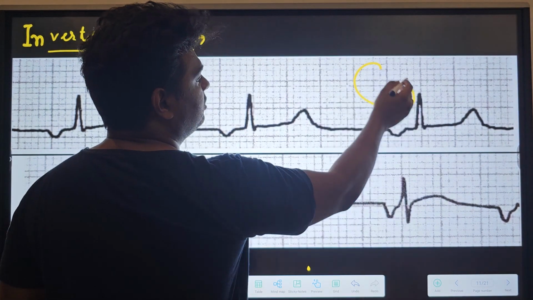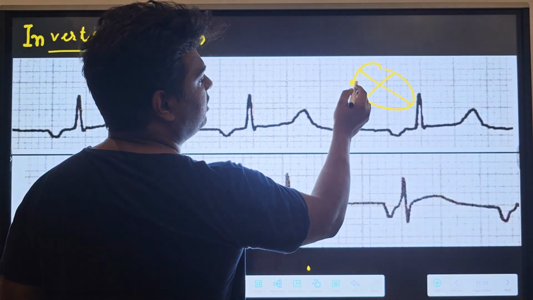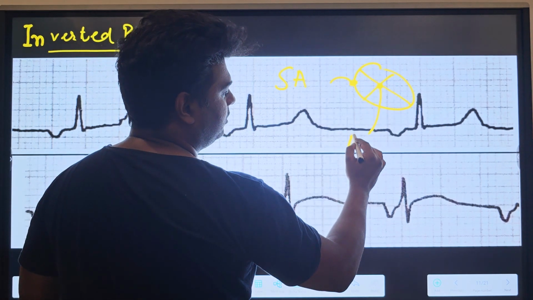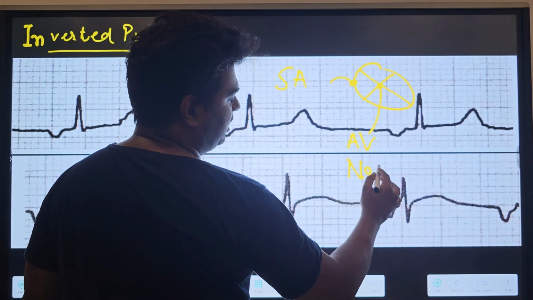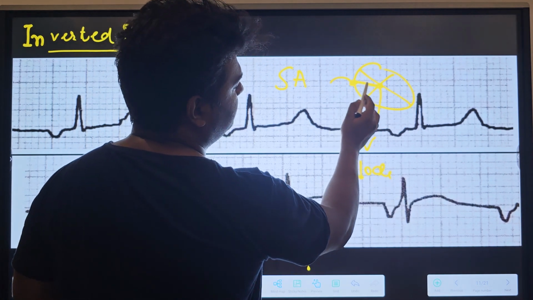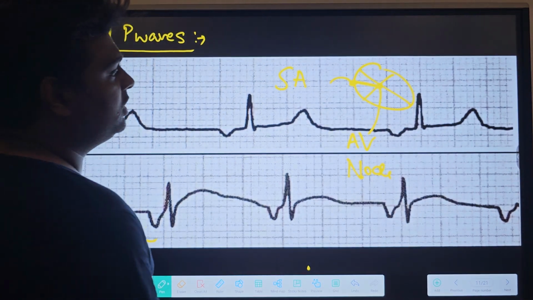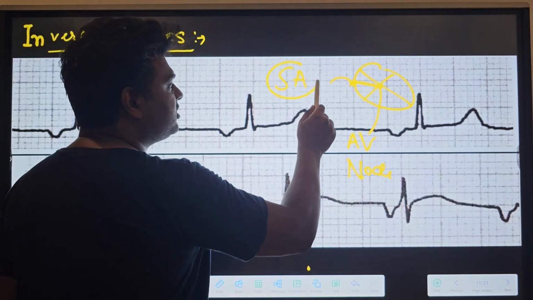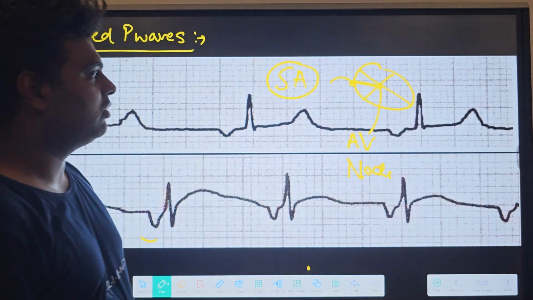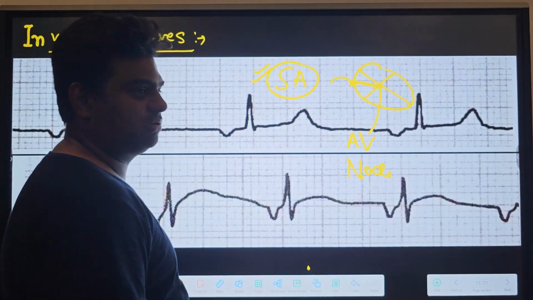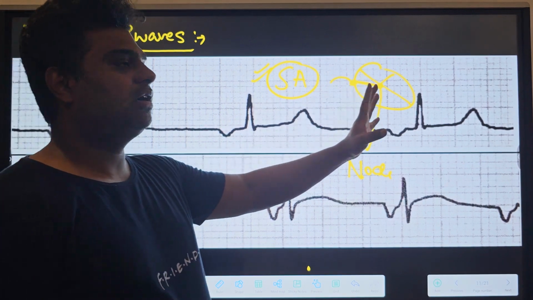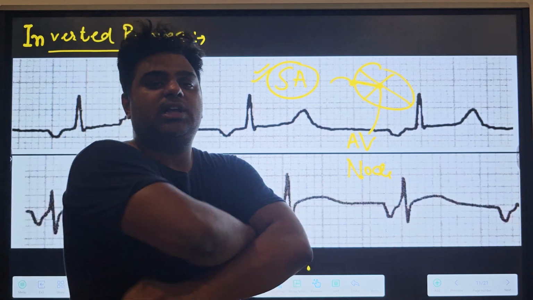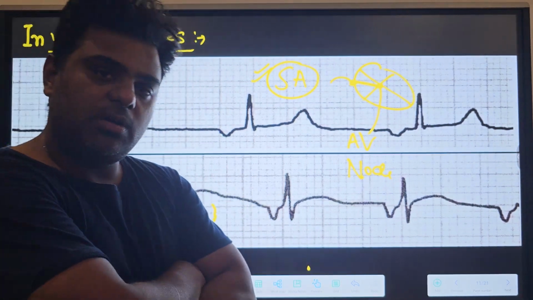Normally, if this is your heart, this is your SA node, this is your AV node, and this is the distance between the SA and AV node. Normally the heart rhythm is produced by the SA node, but if the rhythm is not produced by the SA node, then you will see an inverted P wave. So whenever you have an inverted P wave, that means the rhythm is not produced by the SA node.